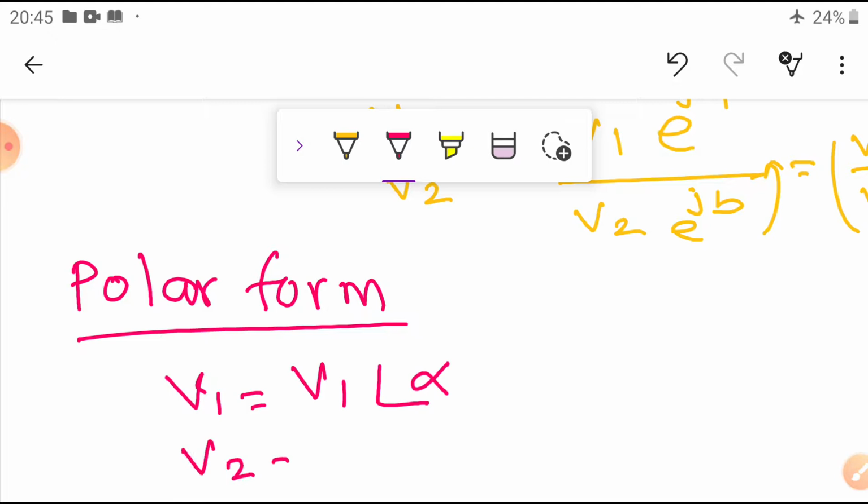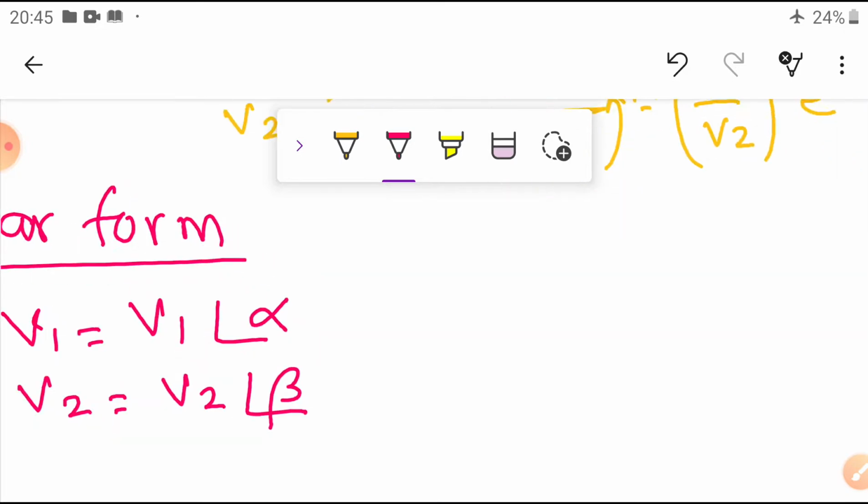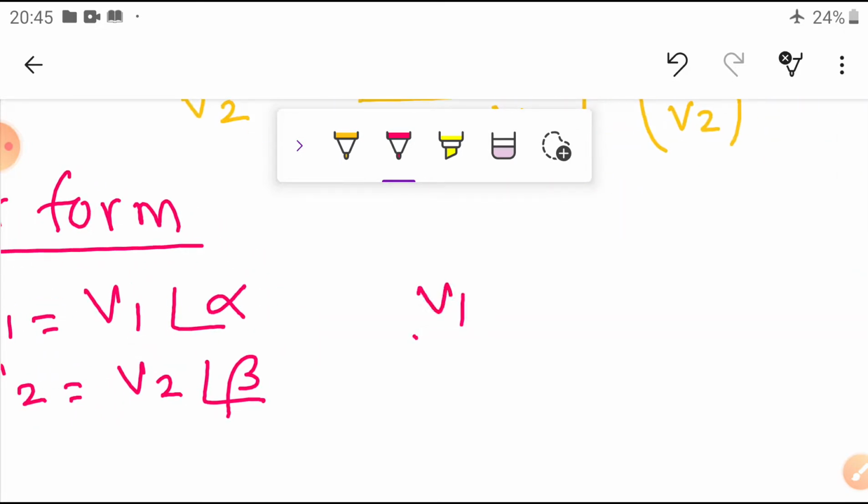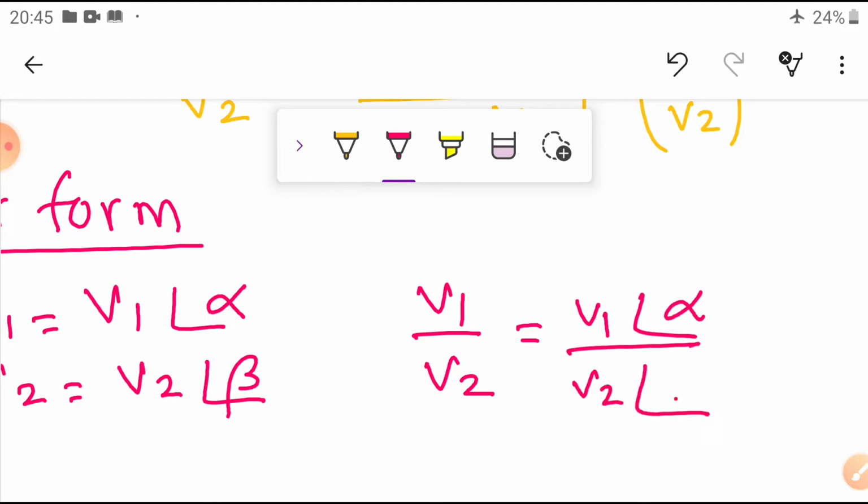V2 is given, V2 at an angle of beta, let us take. Then I want the division. So, what is V1 by V2? I want it. Simply write it. So, V1 at an angle of alpha and V2 at an angle of beta.